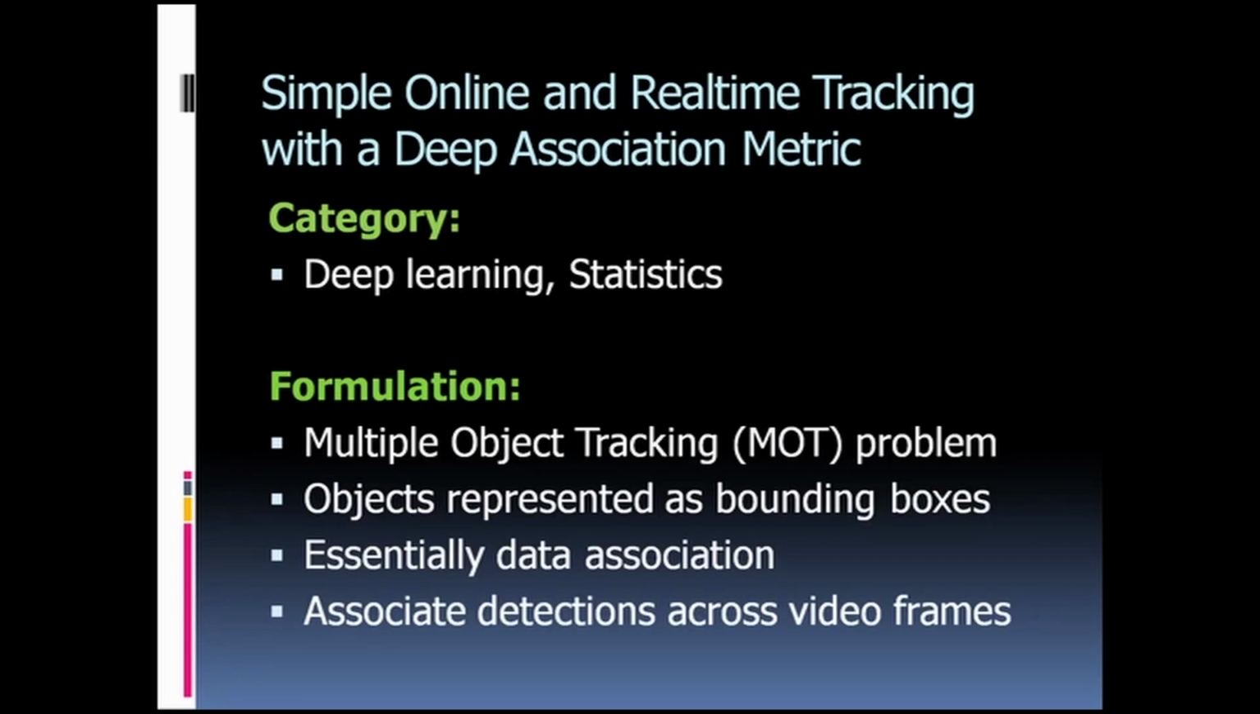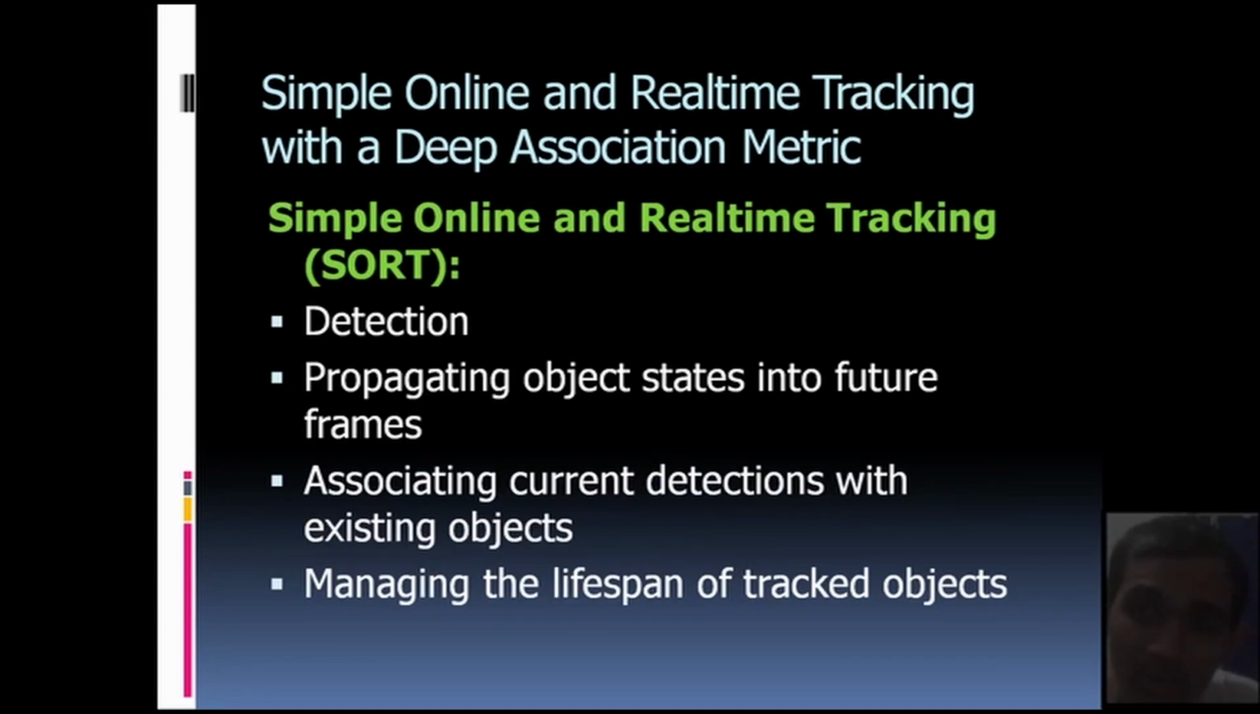The method proposed in the paper uses deep learning and statistical techniques. The problem can be viewed as a data association problem, where the aim is to associate detections across frames in a video signal. So Simple Online and Real-Time Tracking (SORT) is an approach to solving the problem of multiple object tracking with the objective to associate objects efficiently for online and real-time applications.